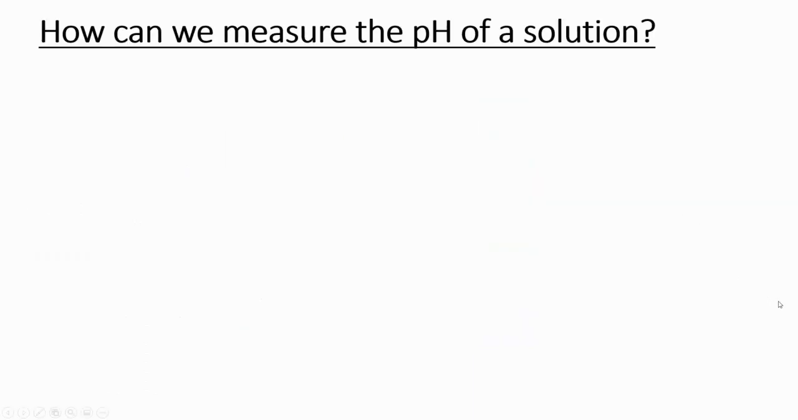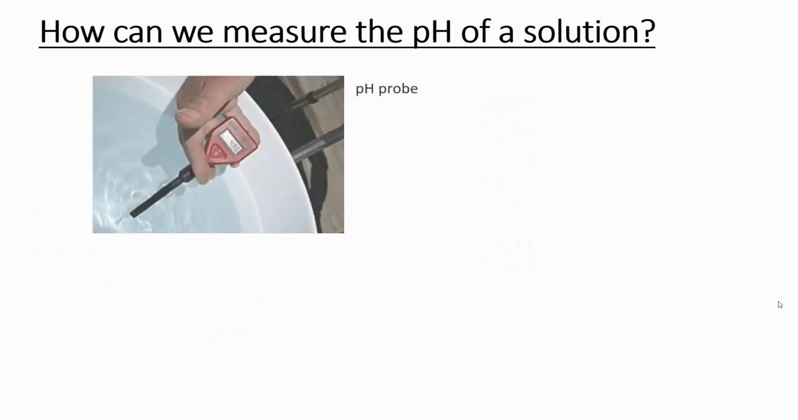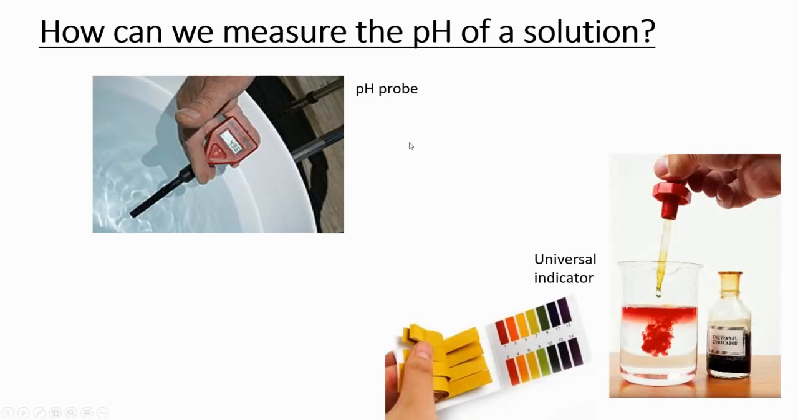So how do we measure the pH of a solution? One method is to use a pH probe. A pH probe is a simple device that you put into a solution and it'll give you a digital readout of the pH of that solution. It's quite accurate. One downside though is that these are very expensive, difficult to calibrate, and also quite easy to break. So more commonly in the lab, we'll be using universal indicator.